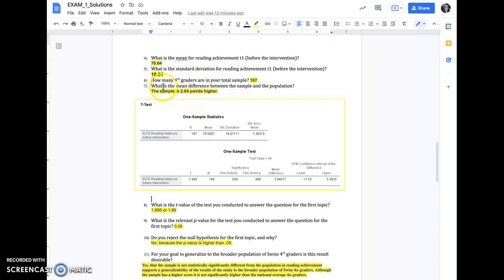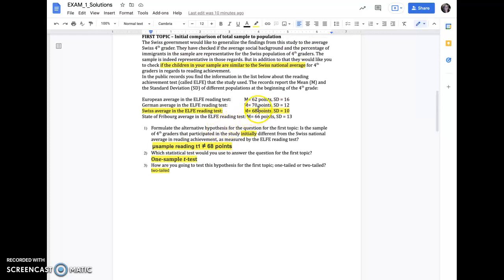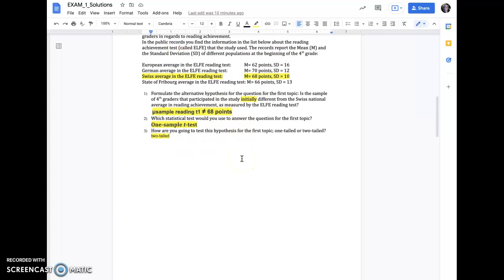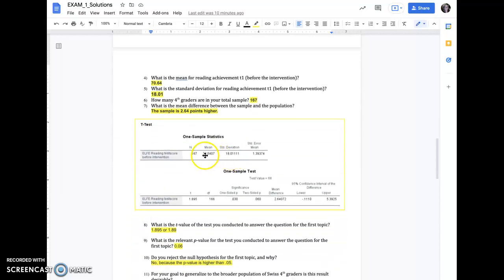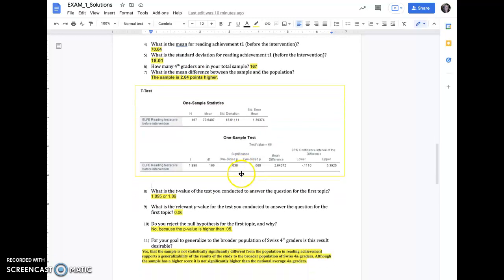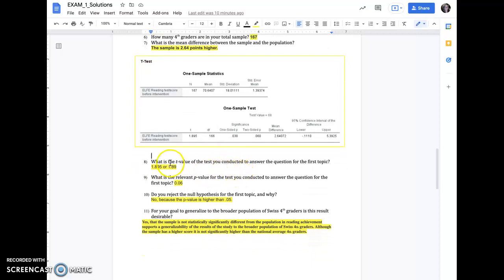And the next question is the mean difference between the sample and population. What is that? Well, here we can see the mean for our sample is 70.64, and the population back here is 68. So we know that the mean of our sample is higher, and we're going to just subtract those two to get 2.64. The next questions ask us about the t-value. So here you can see the t-value is listed right here in the one-sample test results.